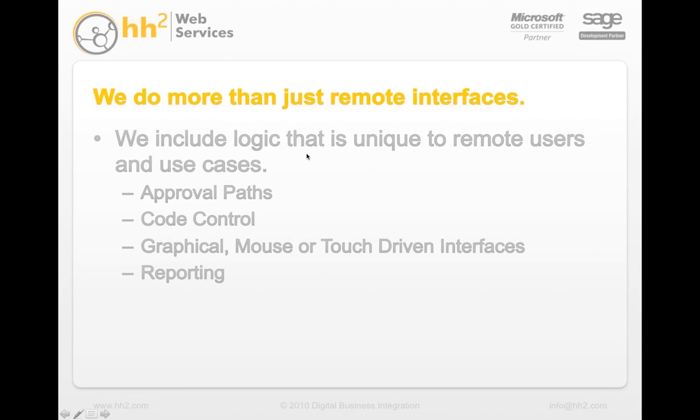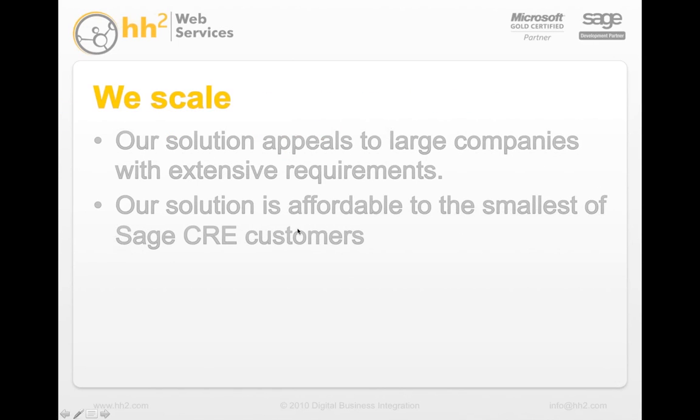Again, we do more than just remote interfaces. We also set up in our system the ability to configure approval paths, many different levels of approval should you so choose, and many different types of configurations. We can even limit job and cost code and employee control. As I mentioned earlier, we have a great UI in regards to our software, and your guys out in the field will really like doing it, and also reporting capabilities in our software as well.